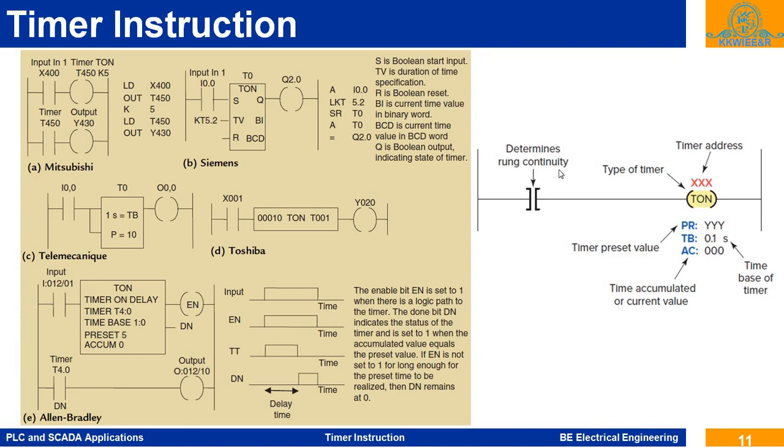Apart from that, we have to write down the address for the timer. We have to enter the preset value. We have to select the time base, and this is the accumulator, the internal word of the PLC for incrementing purposes. So, in this way: timer address, time base, preset, accumulator. These parameters we have to set in the timer instruction.